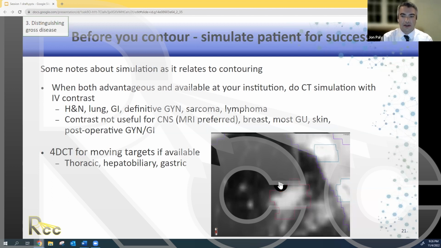And then adding another topic on simulating for success in areas of the body where you have a moving target, we like to do a 4D CT, as we have in this animation here for a lung tumor. Certainly thoracic tumors or upper GI cancers benefit greatly from this if it's available.